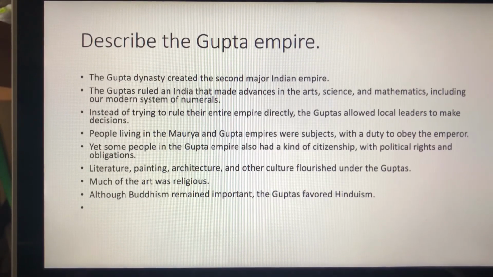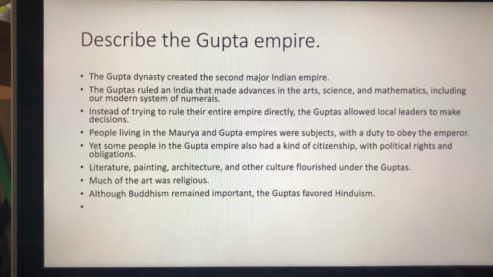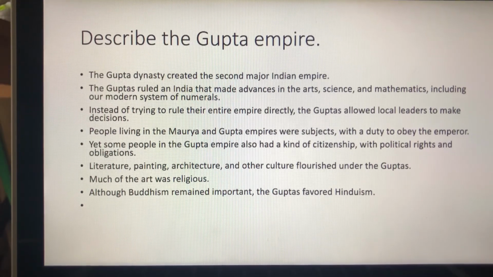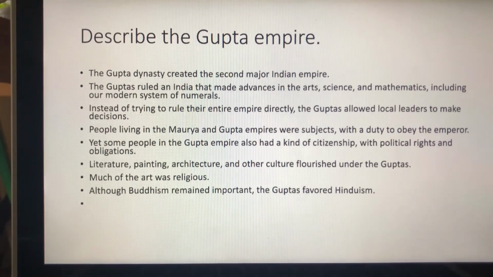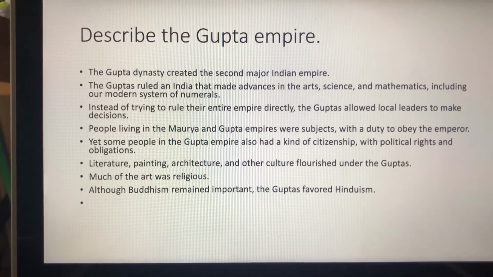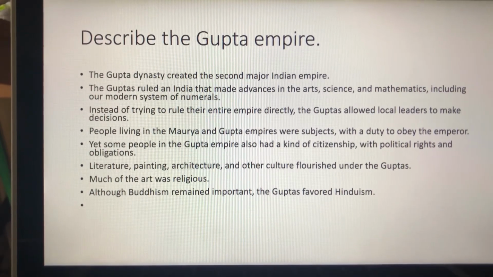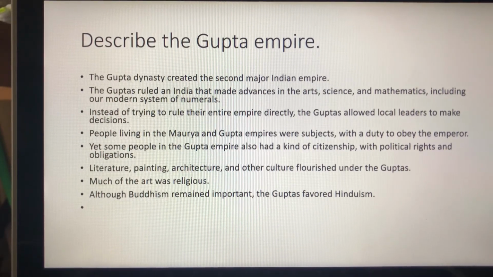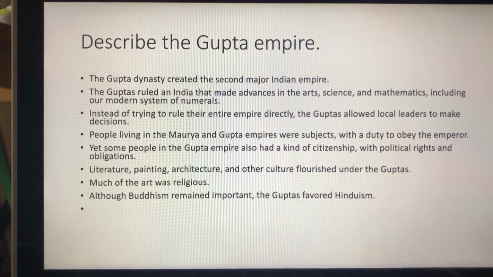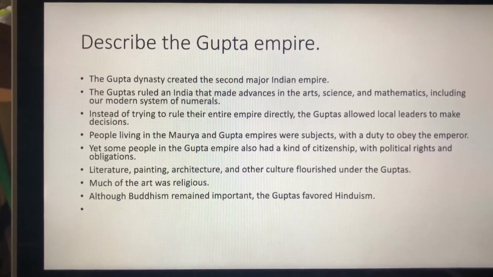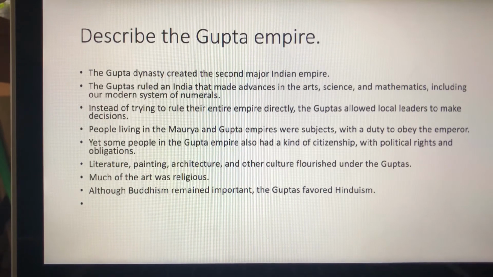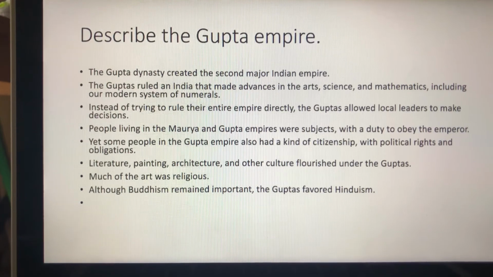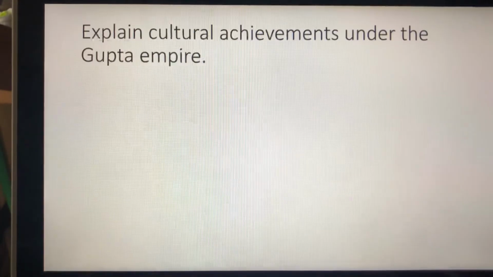At the same time, there were people in the Gupta Empire who had some political rights and obligations, so we call them citizens. We're going to look at their accomplishments in things like literature, painting, architecture, and culture in a moment. A lot of their art was religious in nature, but Buddhism was not the main religion under the Guptas. The Guptas favored Hinduism. So Ashoka and the Maurya Empire are known for Buddhist principles, and the Guptas are known for favoring Hinduism.